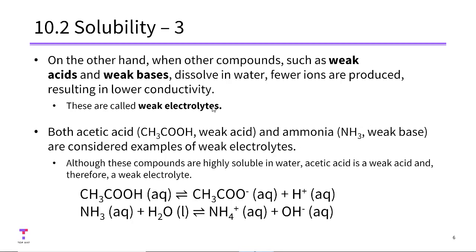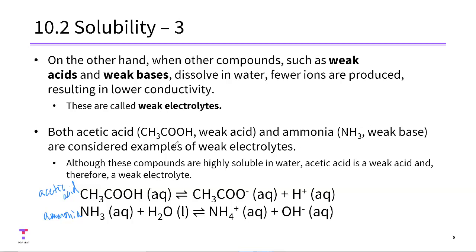They definitely still dissolve in water, but when they dissolve in water, they act more like molecular compounds than ionic compounds. So what I mean by that is we have two kind of classic examples here. We've got acetic acid and we've got ammonia. Acetic acid, when it dissolves in water, will break apart into the acetate ion and the hydrogen ion.